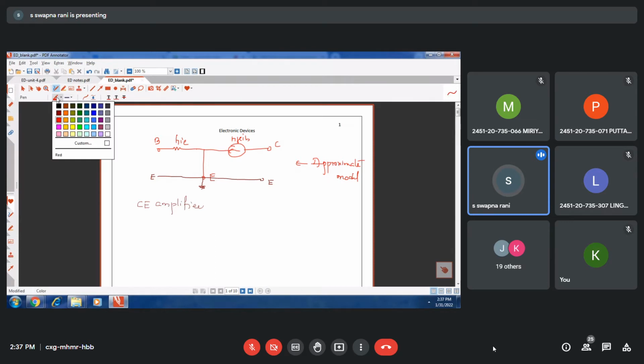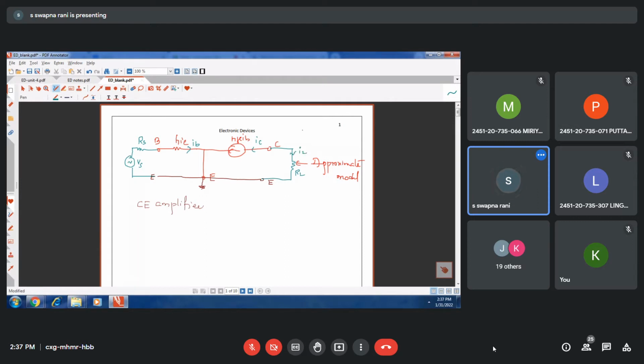Now to form the amplifier, we need to connect a signal source, Vs and Rs, and we need to connect a load resistor across the output terminals. So this is the base current, this is the collector current, and this is the load current. IL and IC are the same but opposite in direction.